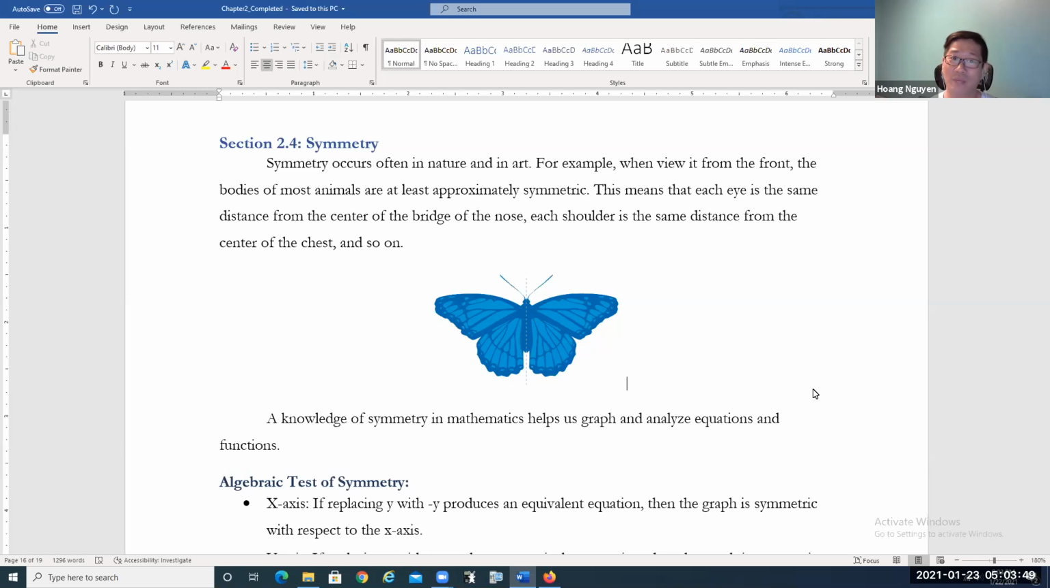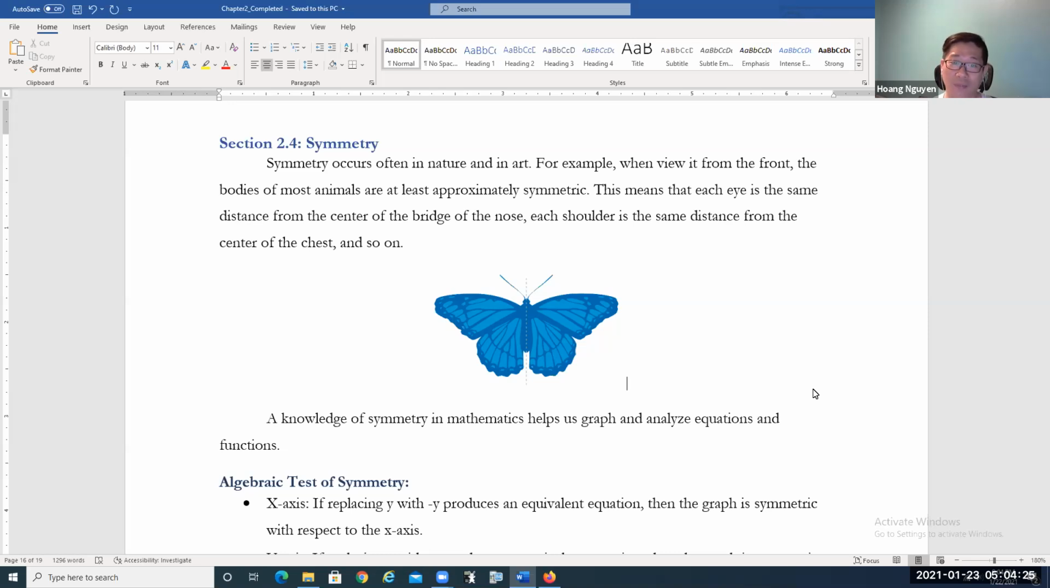Symmetry occurs often in nature and in art. For example, let's take a look at the butterfly over here. When viewed from the front, the bodies of most animals are at least approximately symmetric. This means that each eye is the same distance from the center of the bridge of the nose, and each shoulder is the same distance from the center of the chest, and so on. You can see the symmetry over here. The butterfly gives you the idea of symmetry.